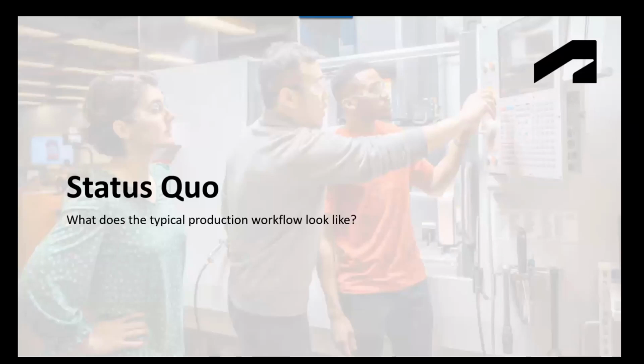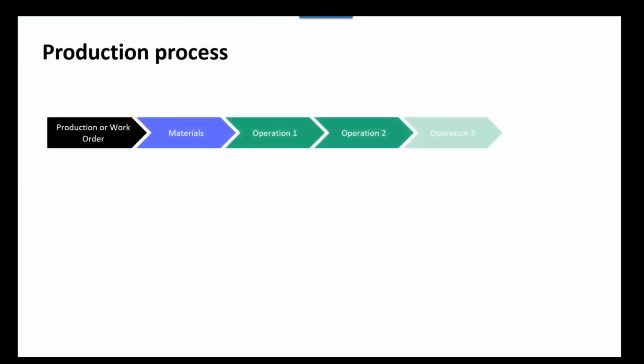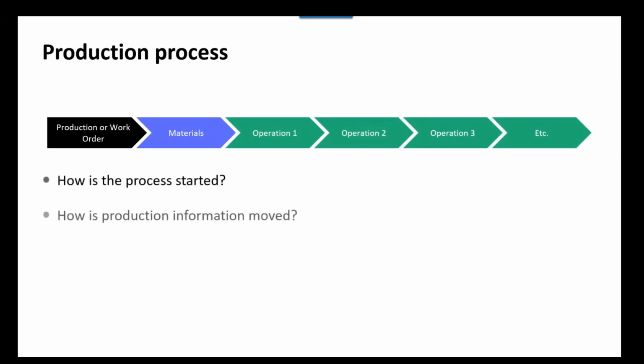Starting with the status quo, what does a typical production workflow look like? Does this look familiar? There are nuances to every business, but usually at the start of a production process, a production or work order is created. There are various stages, such as material procurement and various operations needed to produce the order. But how is it started? How is the production information moved? And how is the production tracked?